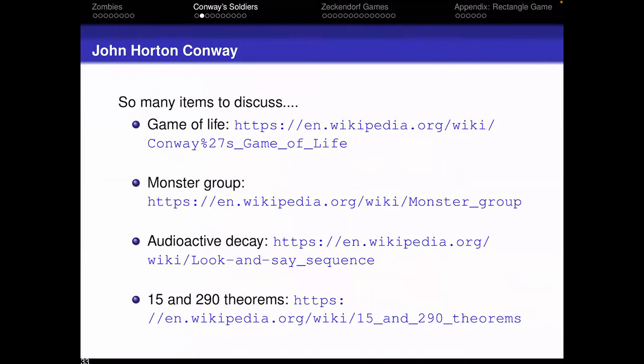In fact, my colleagues at Michigan did this last year during COVID, with just so many of his fun items. I've listed a couple of them over here: the game of life, the monster group, audioactive decay, and the 15 and the 290 theorems. One of the nice famous parts about this is that the initial proof was actually lost in his office, and it was easier to just reprove it than to find where the papers were.